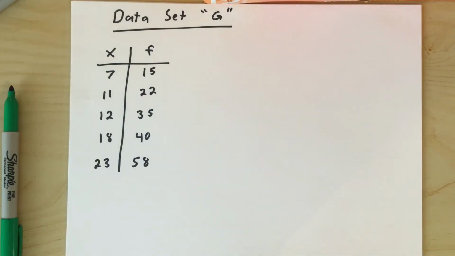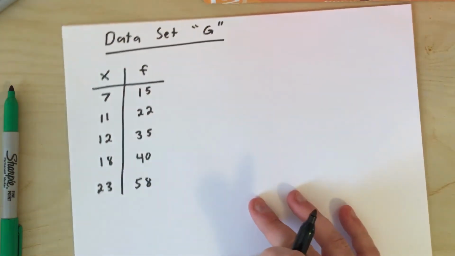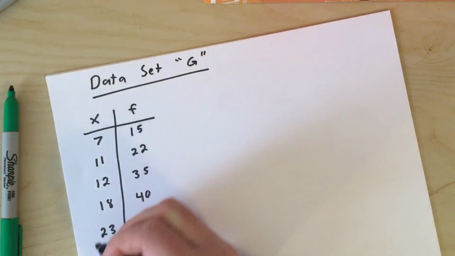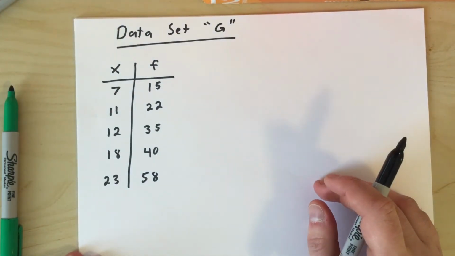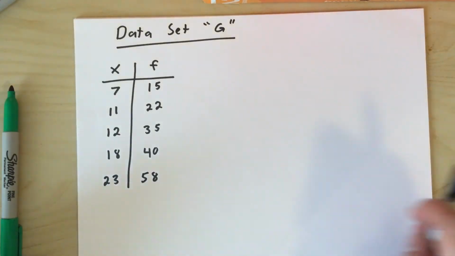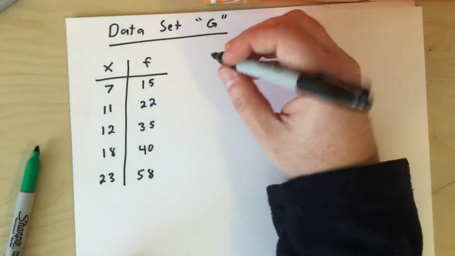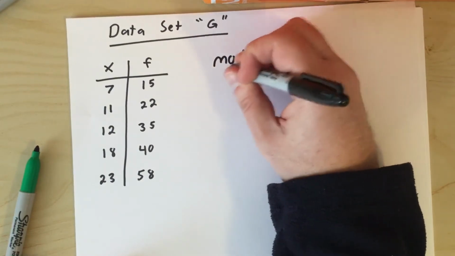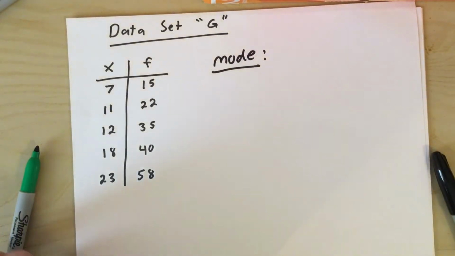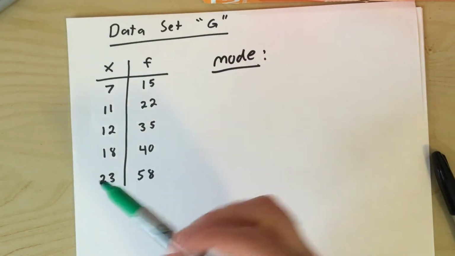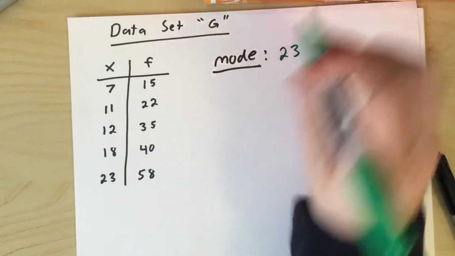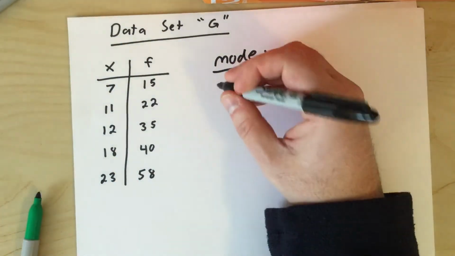So what have we got? Well, we're going to figure out the mean. Well, we're figuring them all out. So the 7 has a frequency of 15. The 7 happens 15 times, and so on and so forth. So the mode is the one that's the most common, and the number that's most common is 23. So the mode is 23.